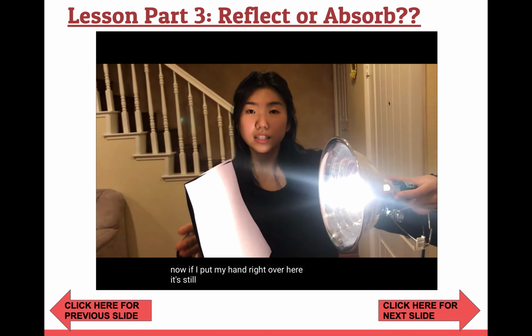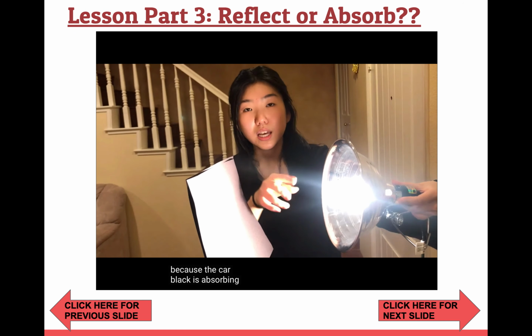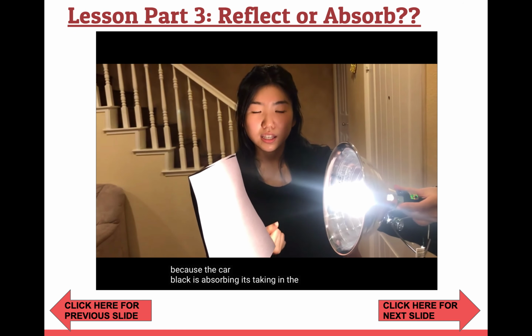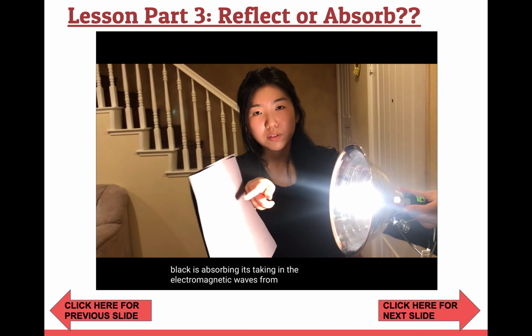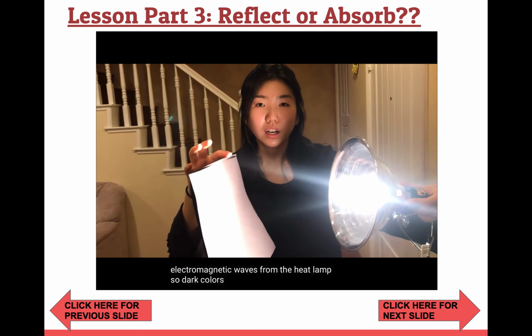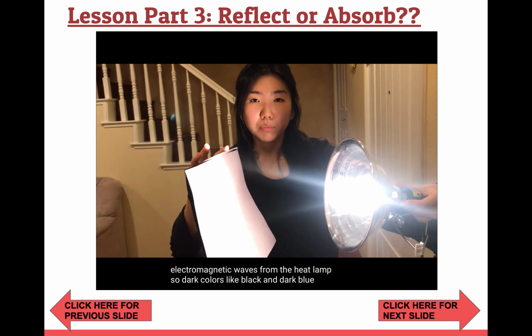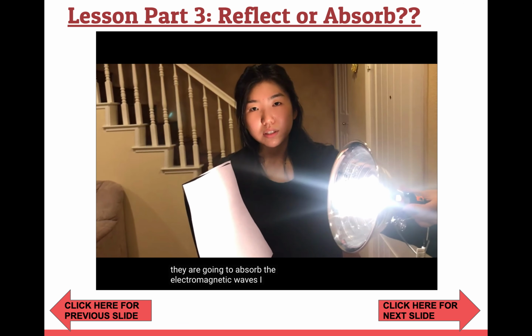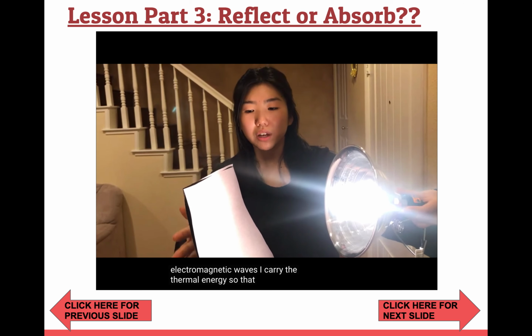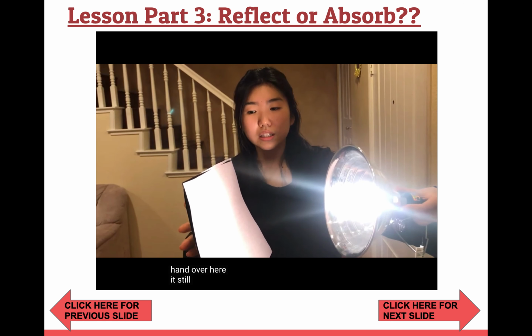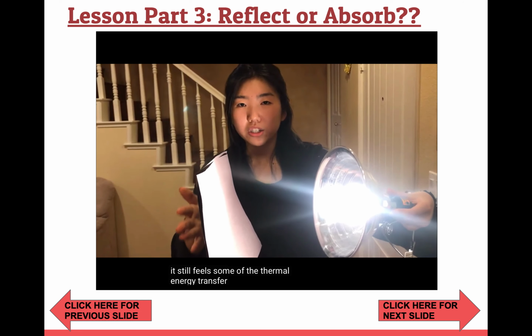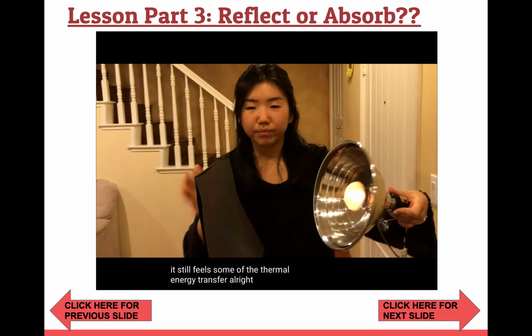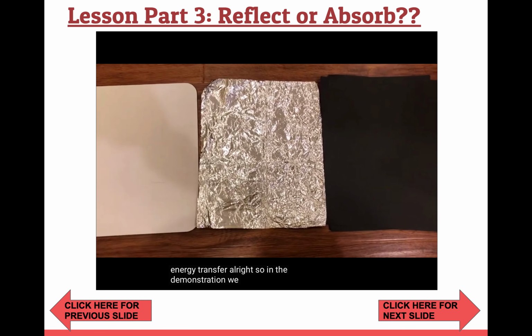And the reason why is because the color black is absorbing, it's taking in the electromagnetic waves from the heat lamp. So dark colors like black and dark blue are going to absorb the electromagnetic waves that carry the thermal energy, so that when I put my hand over here, it still feels some of the thermal energy transfer.